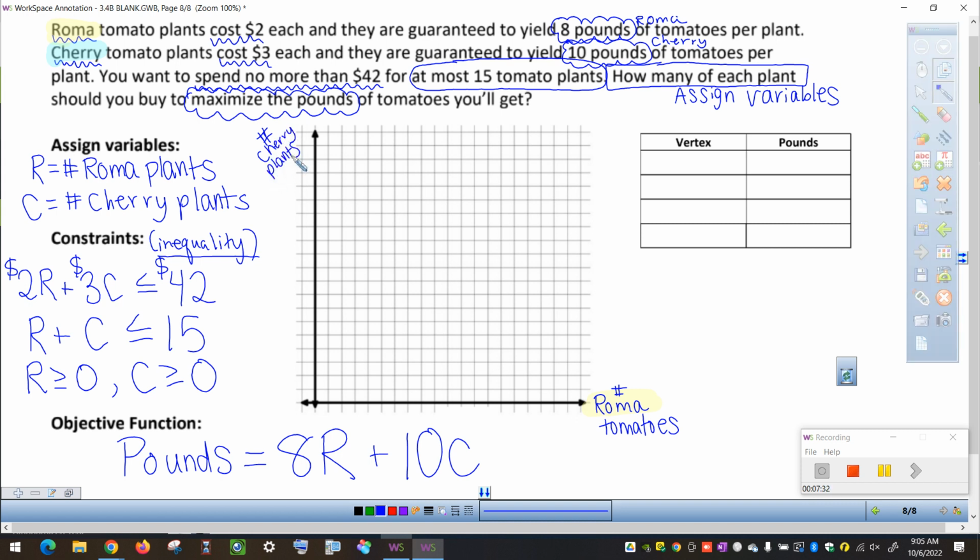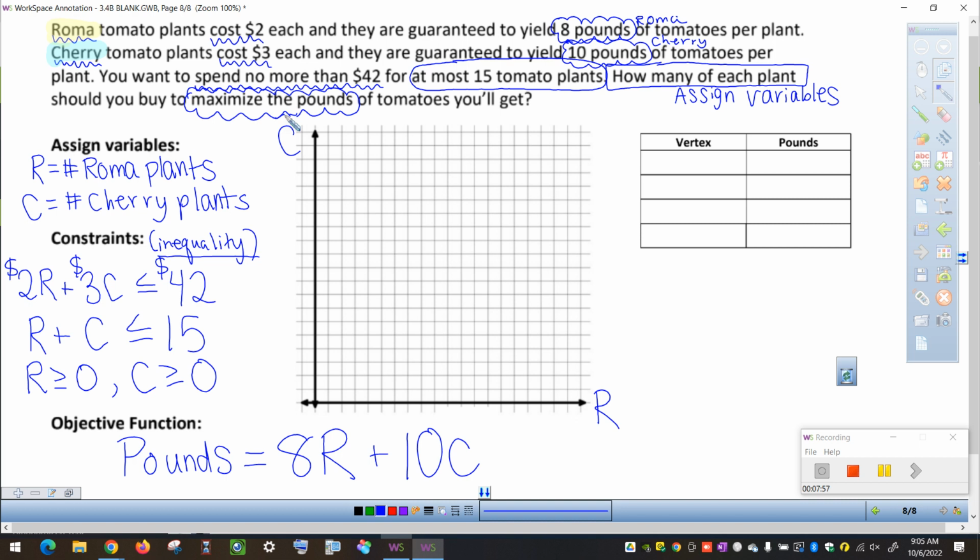And I used the wrong words here, so it's not tomatoes, it's the number of plants. The number of Roma plants, that's R, and then the number of cherry plants would be C. Okay, another way that we can write this that would actually be simpler would be just to use R and C. Okay, so let's take a look at our constraints.